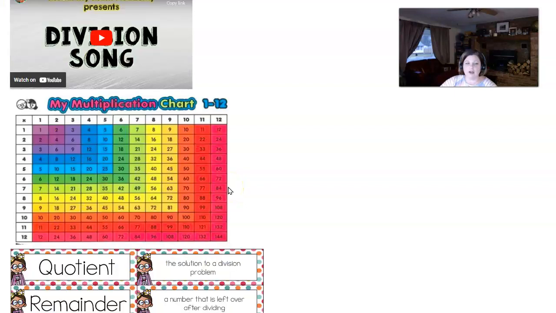As you scroll down, you'll also notice there's a multiplication chart. So even though you're being asked to solve for division today, since division is the exact opposite of multiplication, you may use a multiplication chart to help.